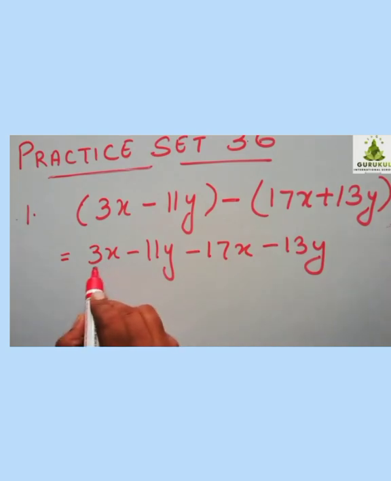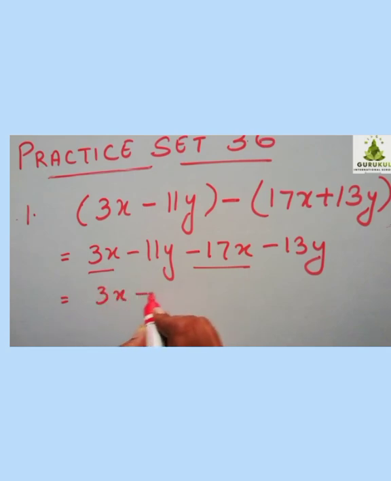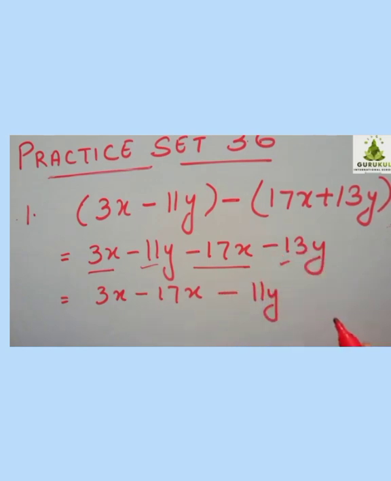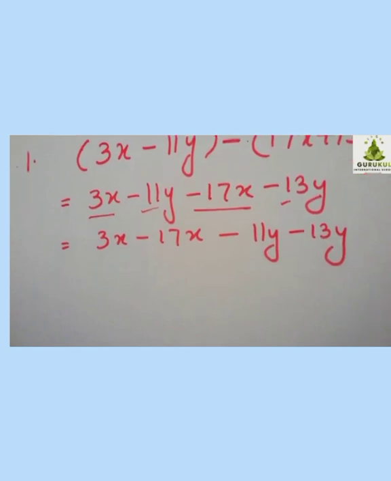Is that clear? Now you know how to do 3x and 17. See, these two terms are like terms. 3x minus 17x I took together, and other like terms we will take together. Now here minus 11y is there, and here minus 13y is there. Don't forget the signs. Along with the sign you have to take. Now you can copy down this.